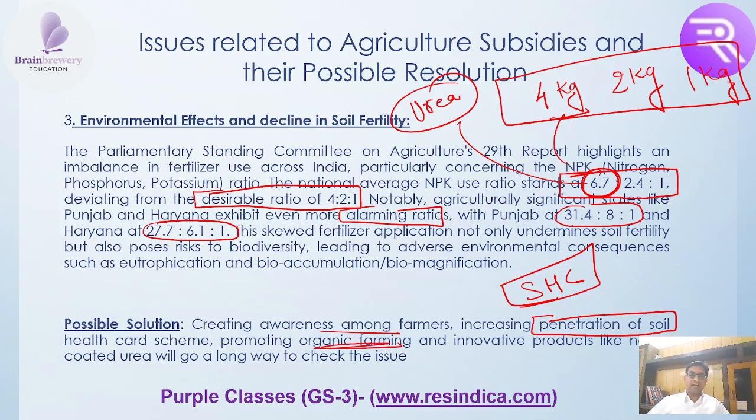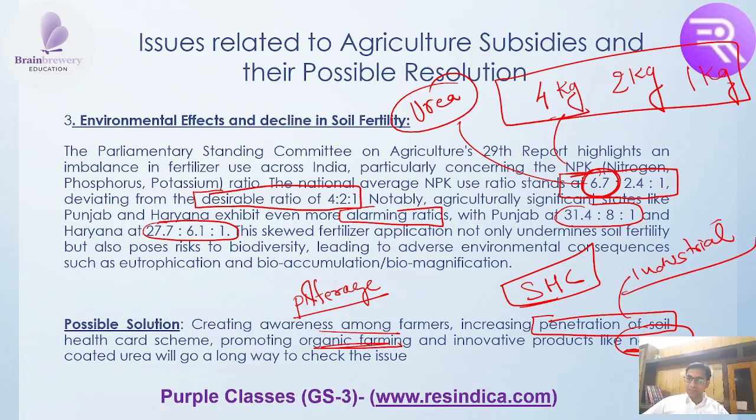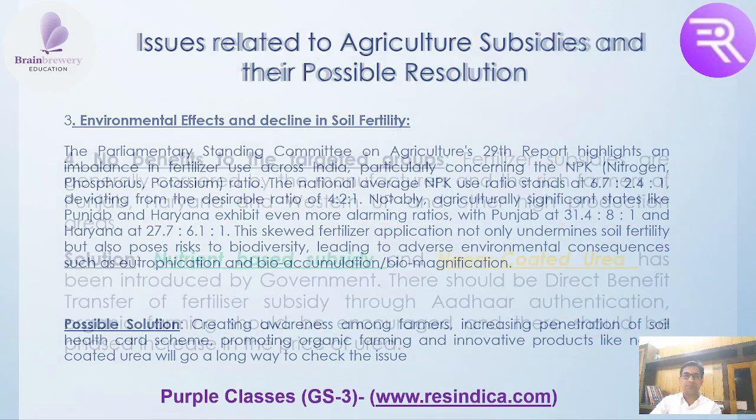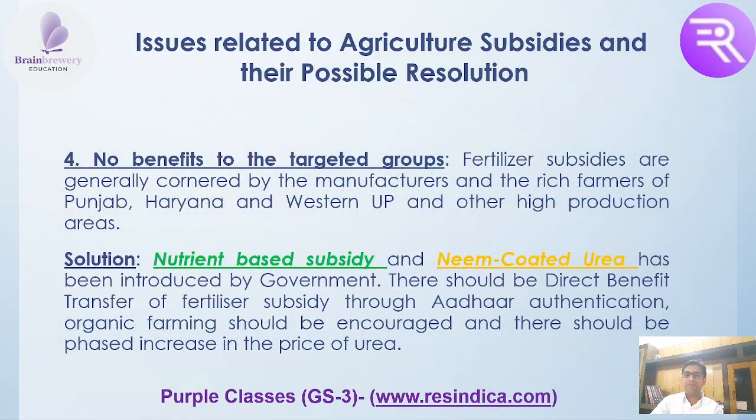Please go for organic farming. And government even says that we have to go for neem coated urea. Why? To check the issue of pilferage, because otherwise, if the urea is not neem coated, it may be diverted for industrial use. So it has to be neem coated so that it can be only utilized in the agriculture field. Otherwise, again, it will be diverted to the other sector at subsidized rate. Then no benefit to the targeted group.